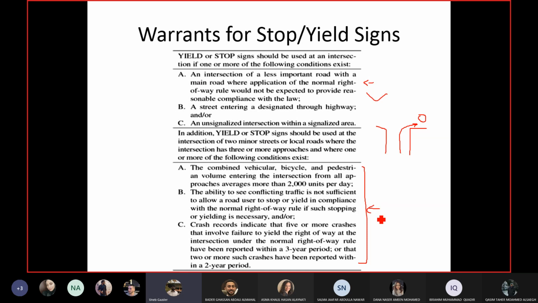And again, you feel the reason for these crashes is the misjudgment of the driver in entering the intersection. So maybe the accident happened because the driver on one highway thought, I have enough distance to pass, but in fact he didn't, and it resulted in a crash. So if you feel these types of crashes are happening 5 or more in 3 years, or 2 or more in 2 years, then you go for a stop or yield sign.